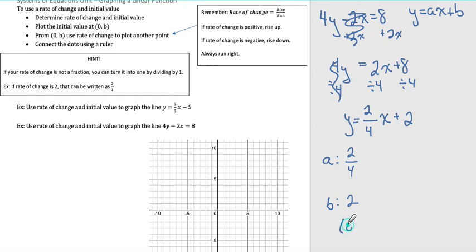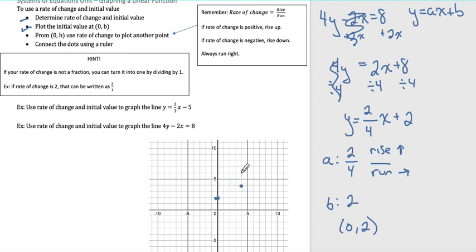So we want to put a point at (0, 2). So there's 0, here's 2. So that's our next step. From (0, 2), so from that point that we just did, we're using rate of change to plot another point. Rise, run. This is positive, so we're going up, and we always run right. So from this point, from our (0, 2), from our first dot, we go up 2 and over 4.